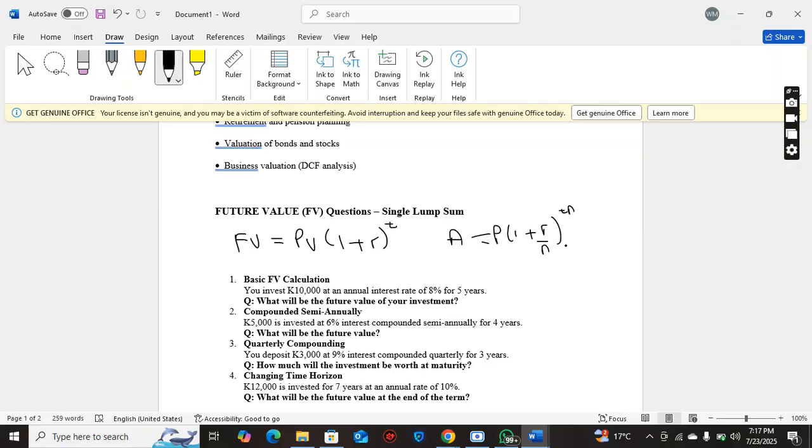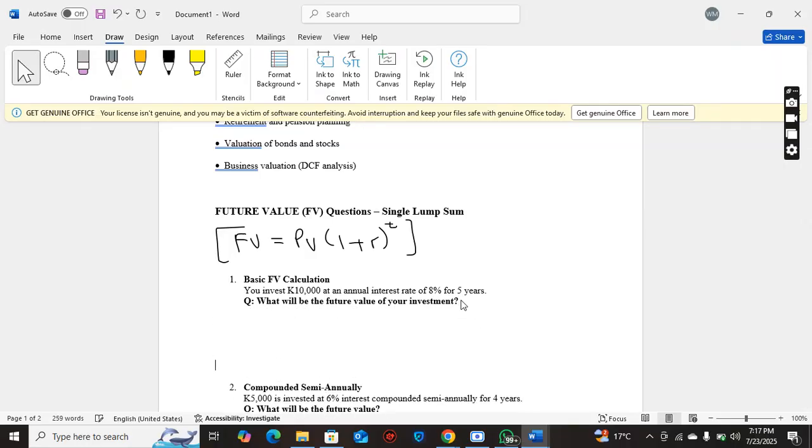I want you to write this formula down on your papers, because it's the one we're going to use to calculate these questions here. So we'll start with the first question. The first question is saying you invest 10,000 at an annual interest rate of 8% for 5 years. What will be the future value of your investment?